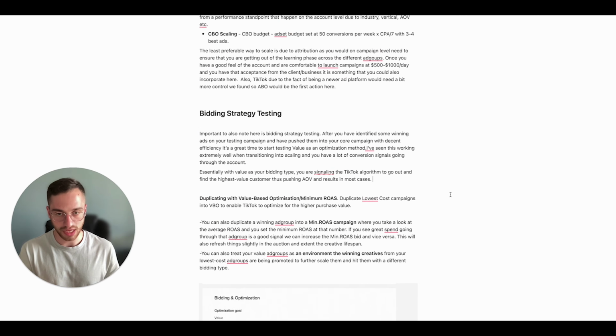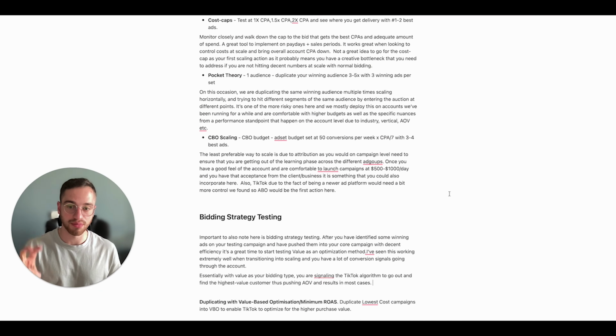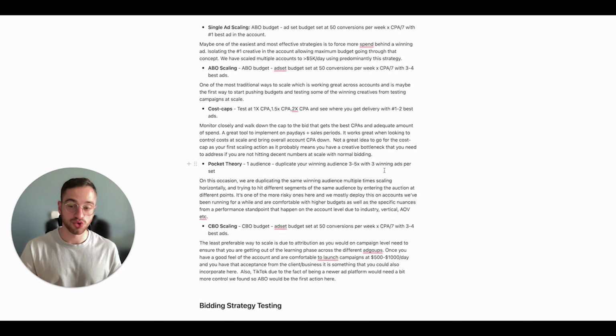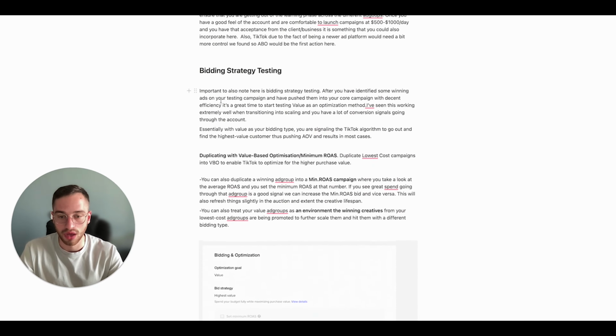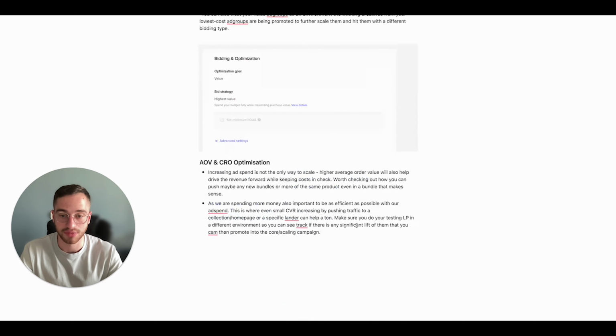Again, it works as a manual bidding method, and after cost caps, my cost cap will be my number one preference. Then I'll go into manual bidding with some min ROAS campaigns. As I said, you can also treat your value ad groups as an environment where the winning creatives from your lowest cost ad groups are promoted, further scaled, and hit with different bidding types at the same time.